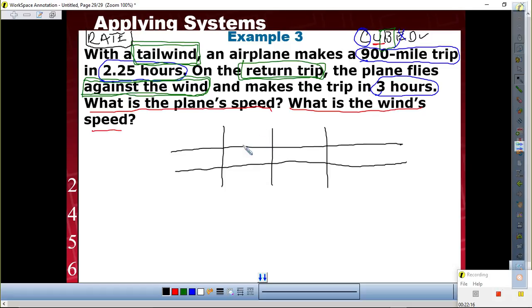So let's label this. Let's see if you remember this formula from science. Rate times time equals what? Rate times time equals distance.